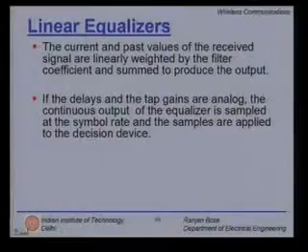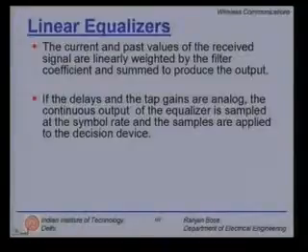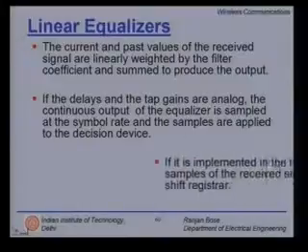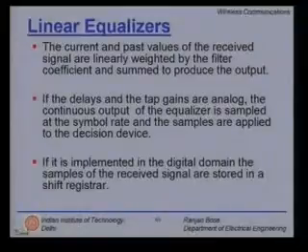If the delays and the tap gains are analog, the continuous output of the equalizer is sampled at the symbol rate and the samples are applied to the decision device, okay, where thresholding or slicing is done. If it is implemented in the digital domain, the samples of the received signal are stored in a shift register.